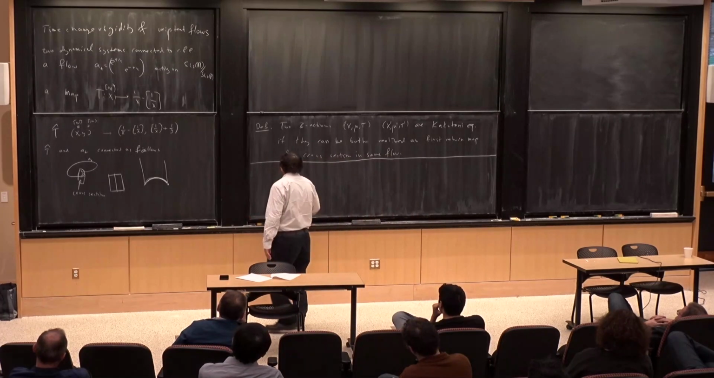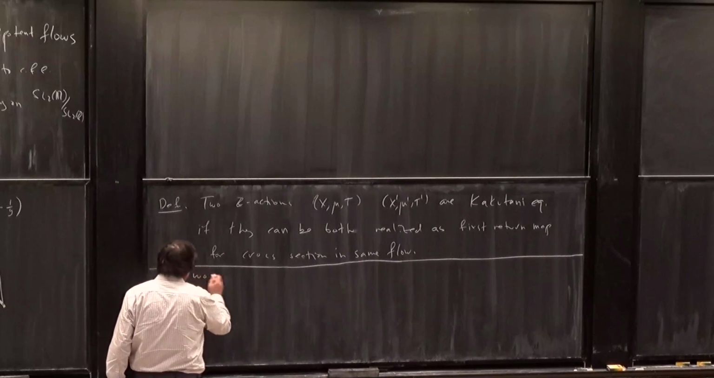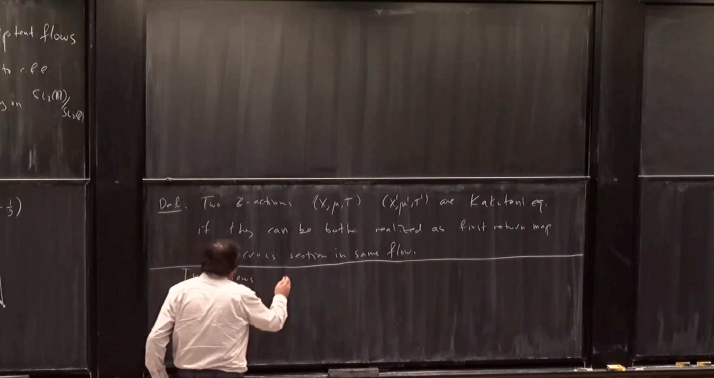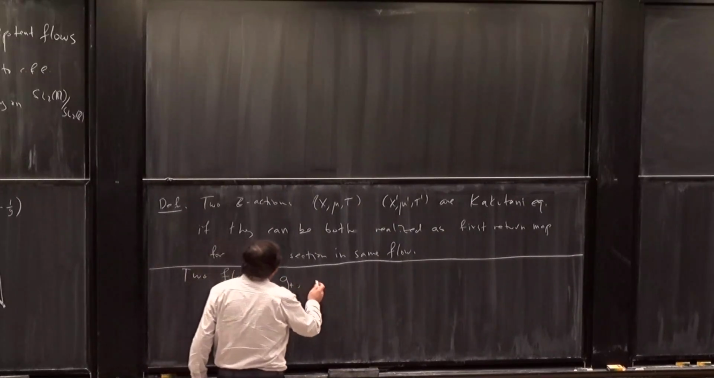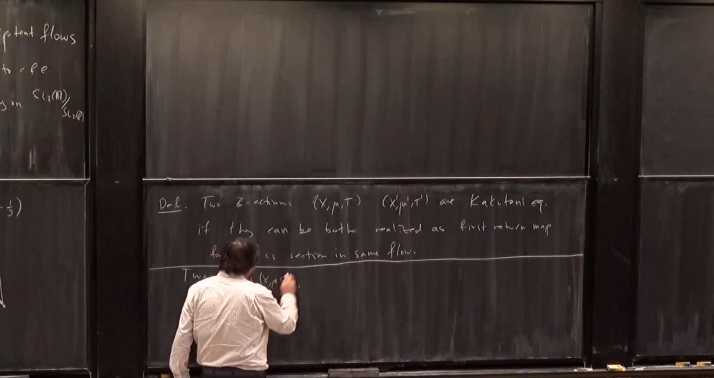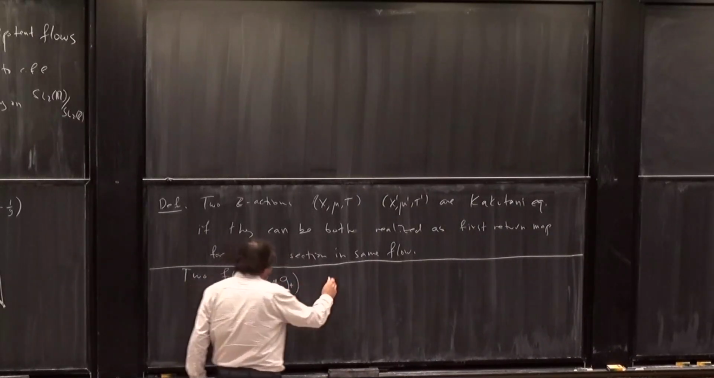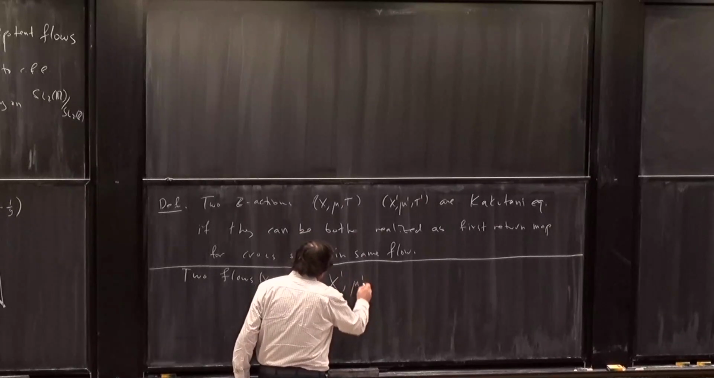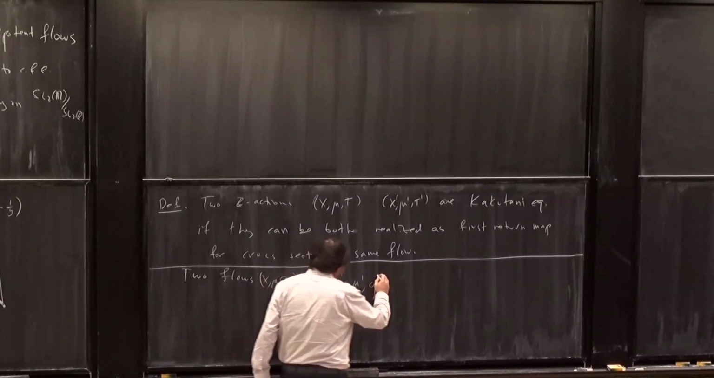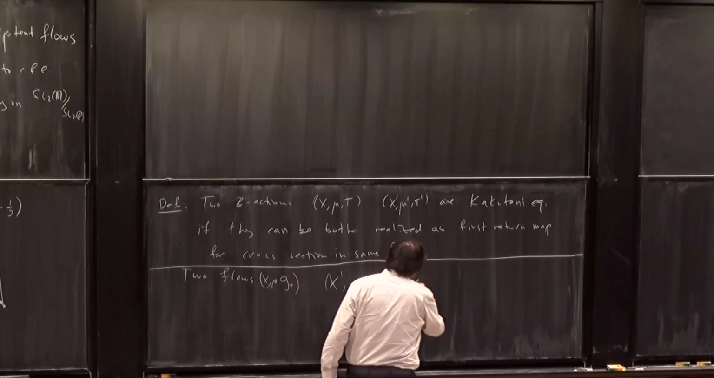A dual definition to flows, I don't know, (G_t, X, mu). These are flows that preserve some measures, and (X', mu', G_t') are Kakutani equivalent.